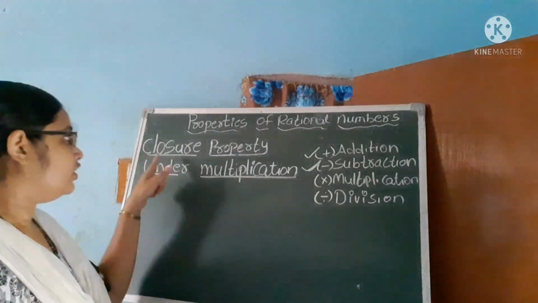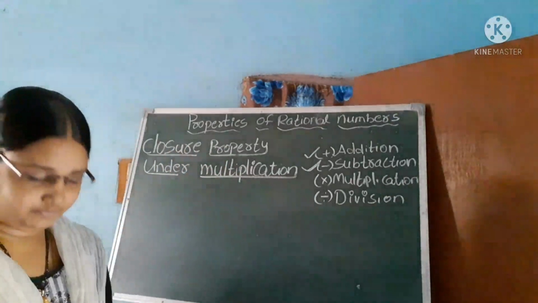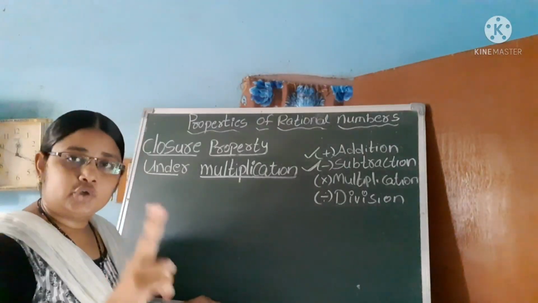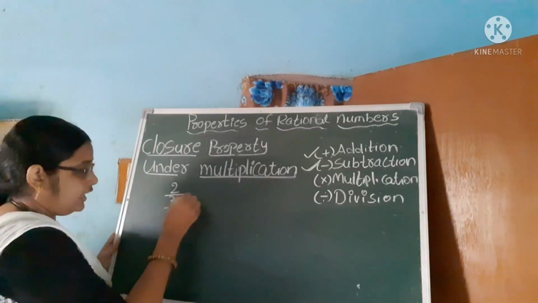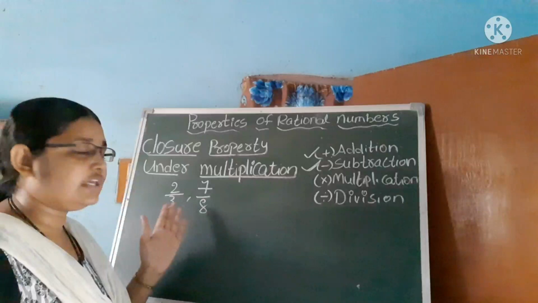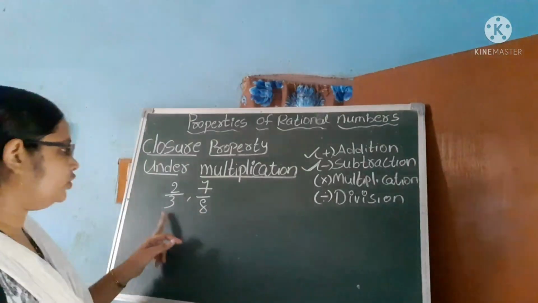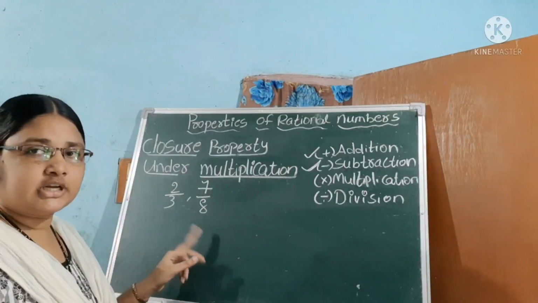Next one is closure property under multiplication. So let us take any two rational numbers. So 2 by 3 and 7 by 8. All of you look at your textbook. So these are your textbook examples only. Is it clear? So 2 by 3 and 7 by 8. These two are rational numbers.